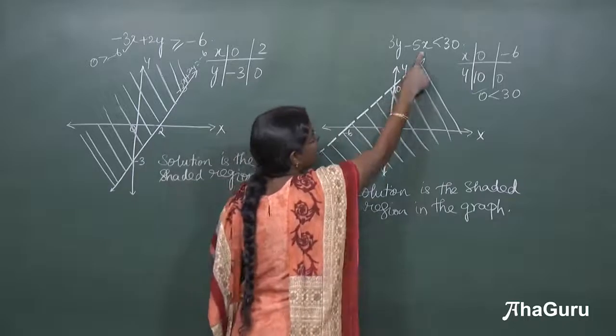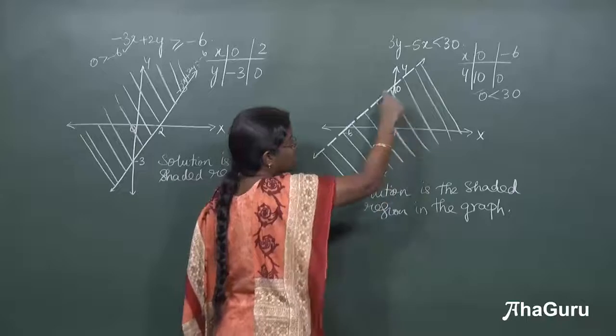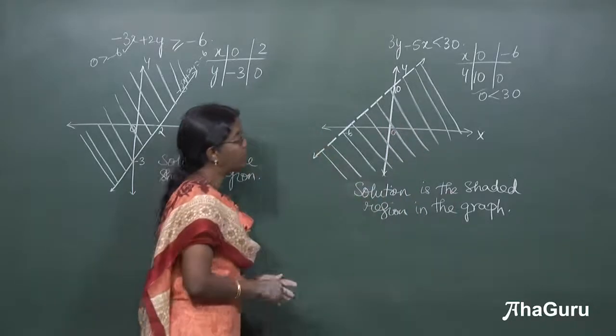Draw the line, here it is a strict inequality, so it has to be a dotted line like this. The region is towards the origin. After shading, the solution is the shaded region in the graph.